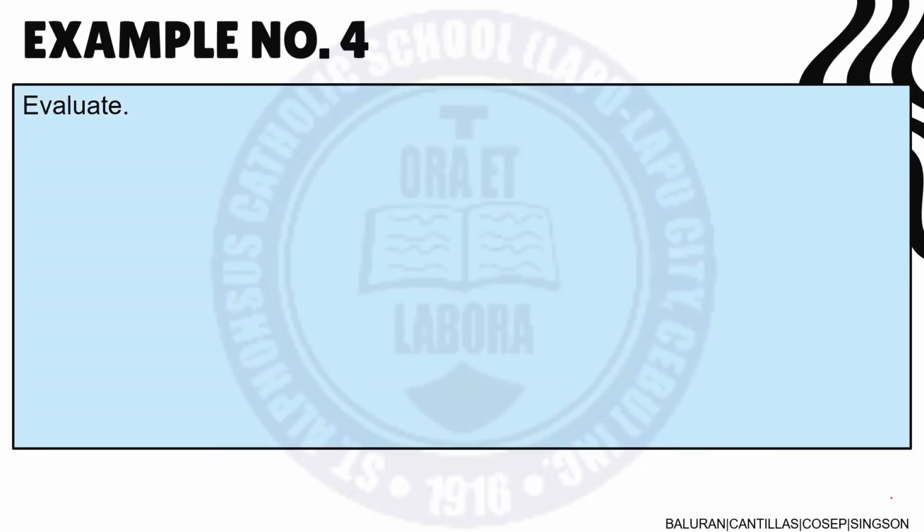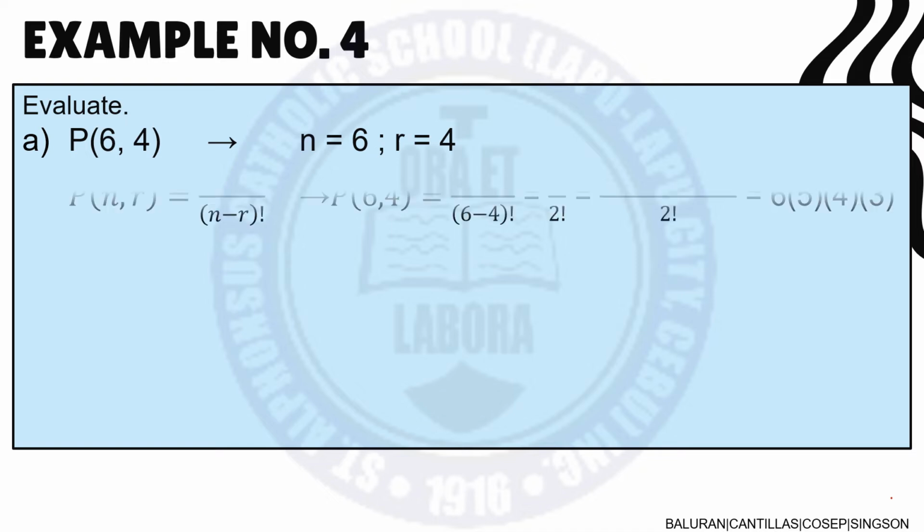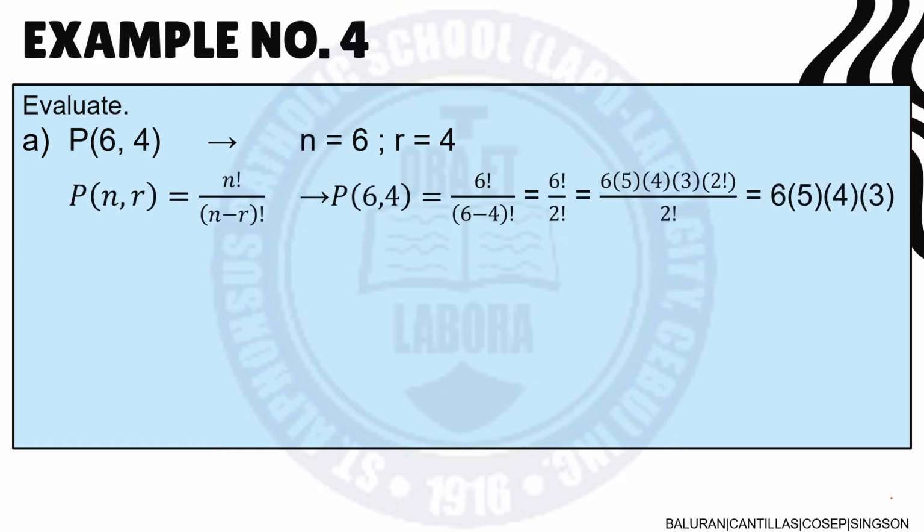So for example number 4, we have to evaluate the following. The permutation of 6 things or objects taken 4 at a time. So we have to identify our n and r. n is equal to 6 and r is equal to 4. Then substitute this to our given formula on permutation.